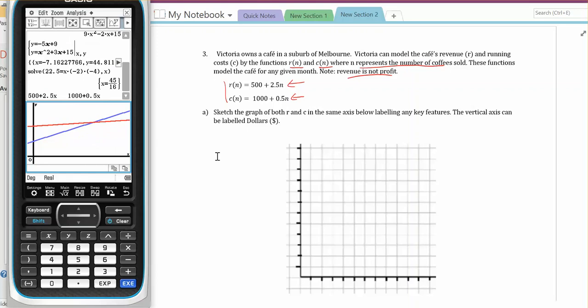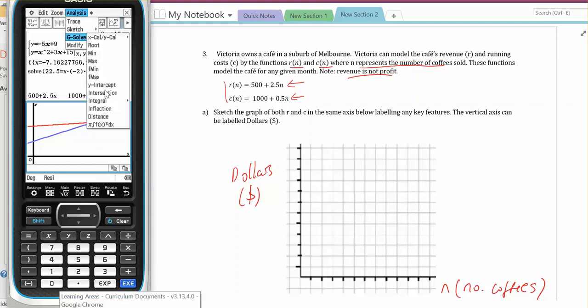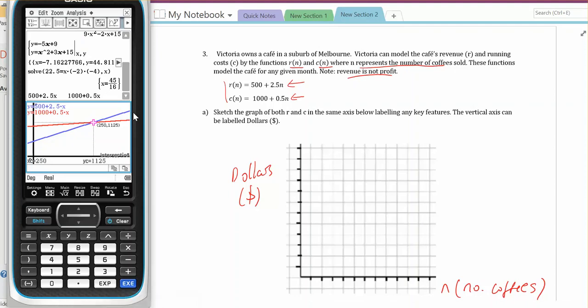So I want to draw the graph. I want to label the y axis in dollars, and my x axis would be n, number of coffees. Okay, so let's choose an appropriate scale. Let's see where the intersection point is. Analysis, G-Solve, intersect. We're intersecting at 250 coffees. So if I go up by 50s, that might help. 50, 100, 150, 200, 250, 300.